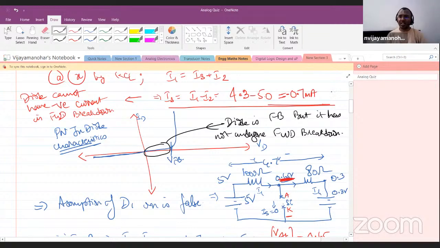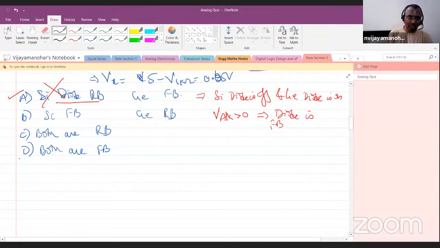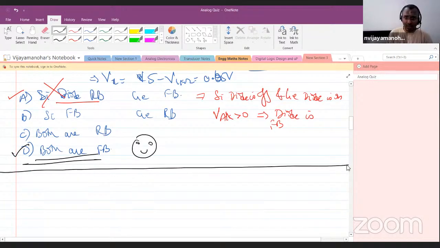The question is saying the diode is forward biased or not. The diode is forward biased. So both diodes are forward biased. This is the correct answer. This is the tricky question. Many people made wrong answers here. So please be very careful about this question.